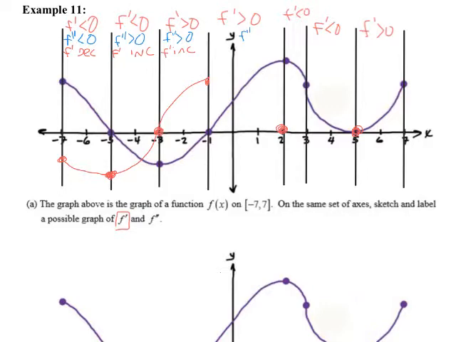Then from -1 to 2, we appear to be concave down. So f double prime is less than 0, which means that f prime is going to be decreasing. So we draw a curve that's decreasing. And assuming this is a vertical tangent line right here, our slope is going to be approaching -infinity. So our derivative basically goes down to -infinity, and our derivative will have a vertical asymptote at this point.